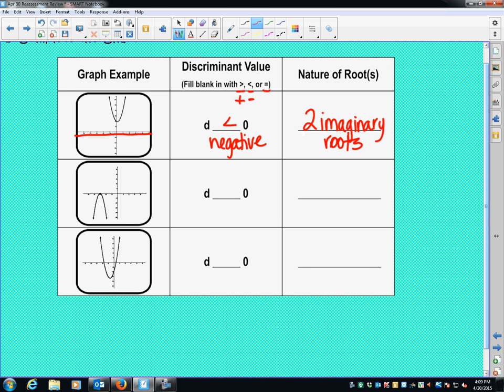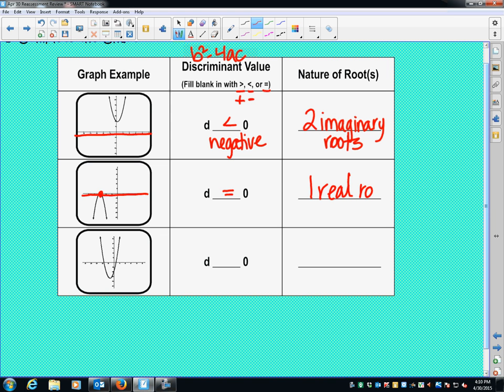Okay, in the next example, the parabola touches the x-axis here. It doesn't cross it, but it does touch it, and it touches it one time. So therefore, the discriminant value is going to be equal to 0. Let's be reminded also that the discriminant is b squared minus 4ac. It's the part of the quadratic formula that is under the radical. So when you calculate this, b squared minus 4ac, you will get 0 for the discriminant value, which means it will only have one real root.